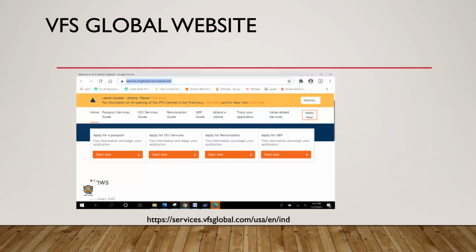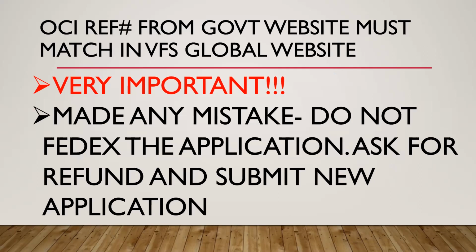Once you finish everything on the OCI government website, that is when you will come back to the VFS Global website and you will start over on the OCI services here. As you can see here, apply for OCI services. This is where you will be going. Again, this is very important: if you make a small mistake, you must make sure you are submitting a brand new application. For example, you will have another OCI services reference number, then you come back, correct it, and submit it. So this is another important thing.